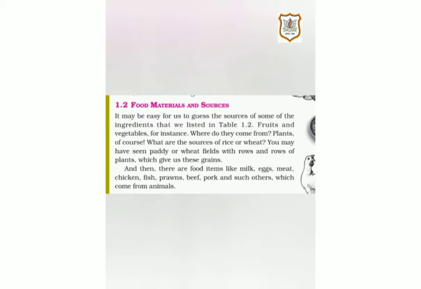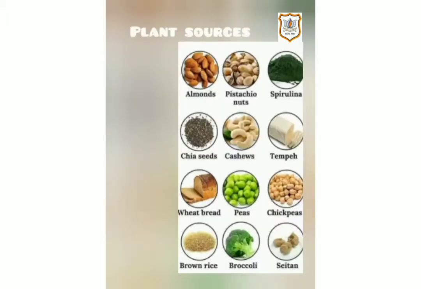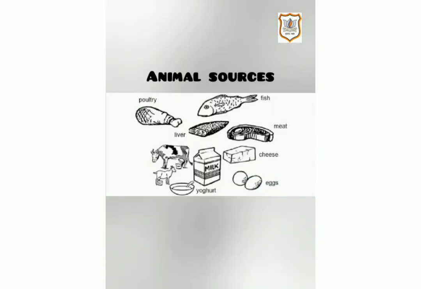And then there are food items like milk, egg, meat, chicken, fish, prawns, beef, pork and such others, which come from animals. So, we are dependent on plants and animals for our sources of food. Plant sources may include dry fruits, cereals, pulses, rice and many other items, as seen in the picture. And animal sources may include fish, meat, cheese, egg, yogurt, milk and other items.